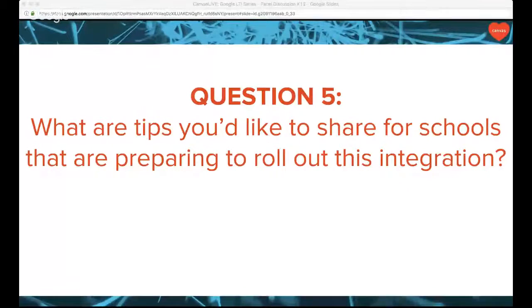All right. Well, let's move on to the last question that we have today for our presenters. Question number 5. What are the tips you'd like to share for schools that are preparing to roll out this integration? I think we touched upon a few of them already, but if each of you could share the one thing to make sure you do, or here's the tip on whether it's workflow or authorization or anything. Let's start with Terry.